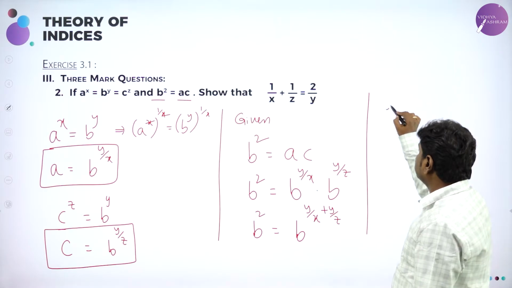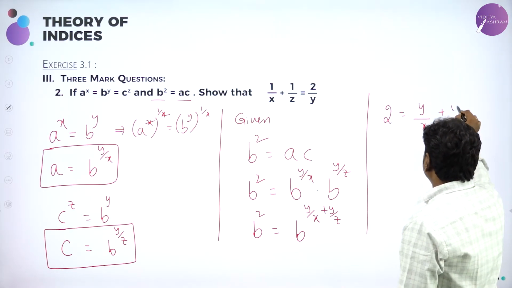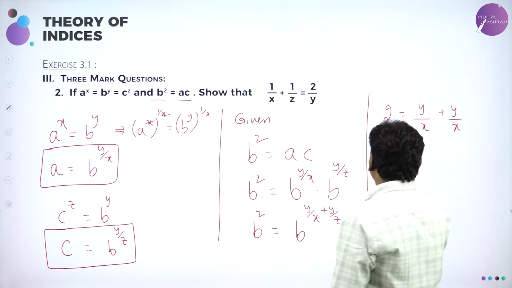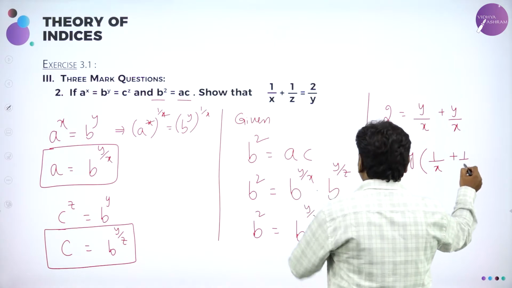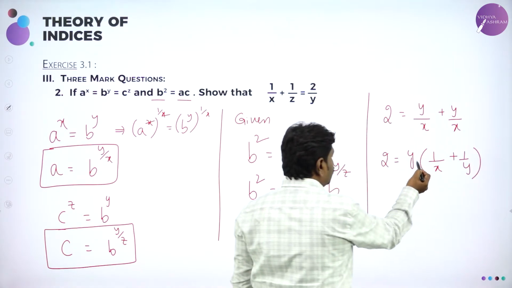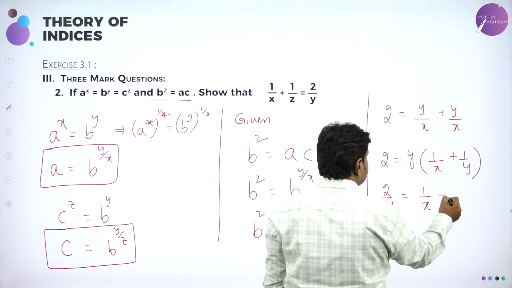When you equate the powers, on the left we have 2, and here we have y/x plus y/z. You can take y common. If you take y common, it will be y into (1/x plus 1/z), because we need 1/x plus 1/z. Transfer y to this side. So 2/y is equal to 1/x plus 1/z.